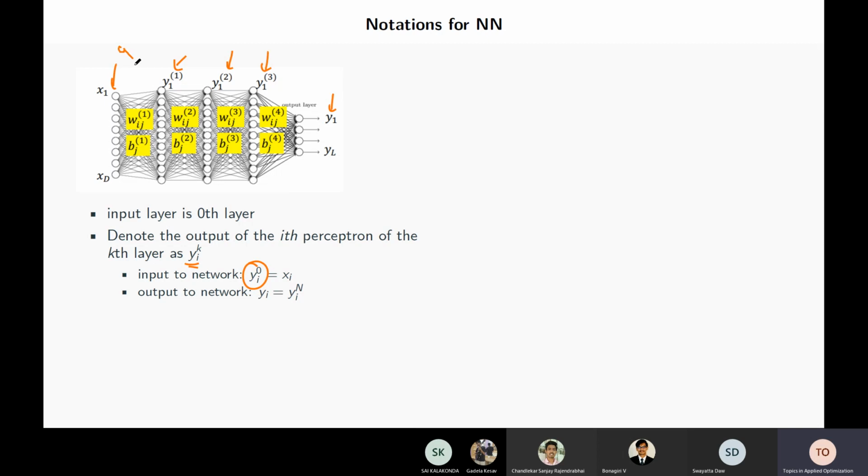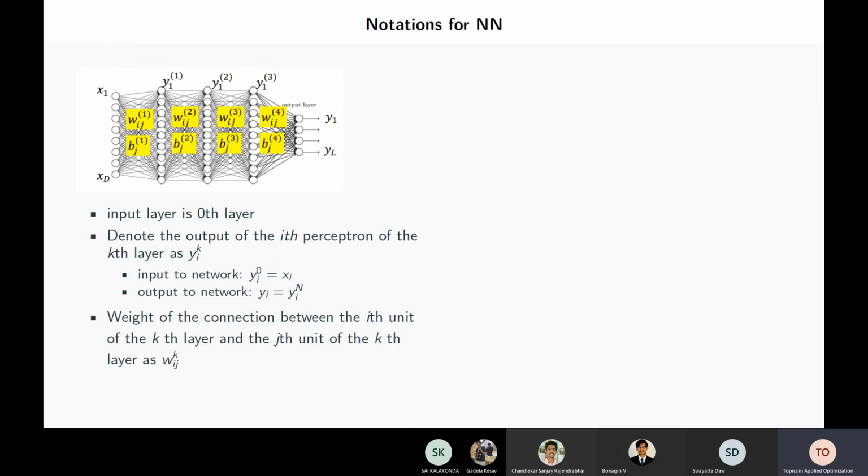The input we could also have defined as y0. So just to keep things consistent during the algorithm implementation, we may want to choose y0 as the input. Then this is the first output, second output, third layer output, and then the final output. It does not have any superscript at all. It's just the output, plain y1 to yL. So these are the notations.